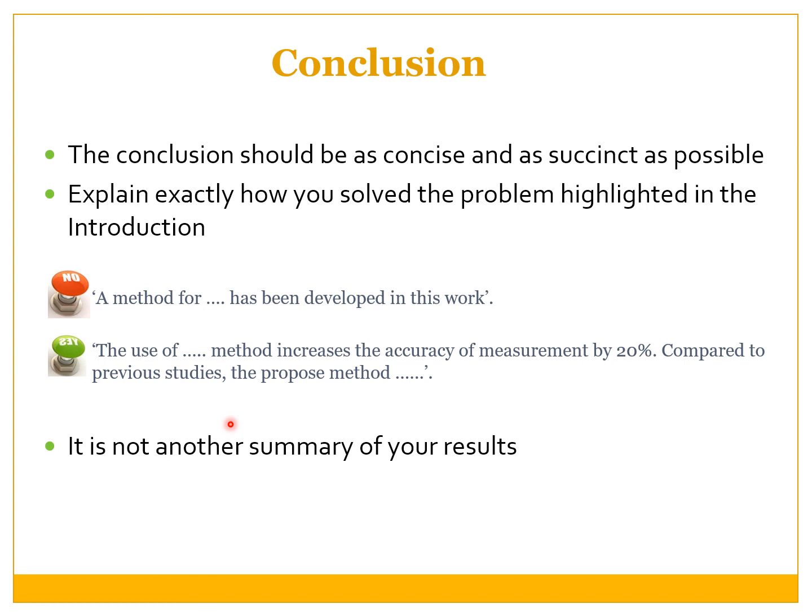You have to really describe your finding. So don't just say a method has been developed in this work. You can add more information by saying the use of this method increases the accuracy of measurement by 20% compared to the previous study, or the proposed method can be more useful, and things like that. Just give a little bit of explanation. Make sure the conclusion is not a summary of the results. Make sure it provides some information in the bigger picture.